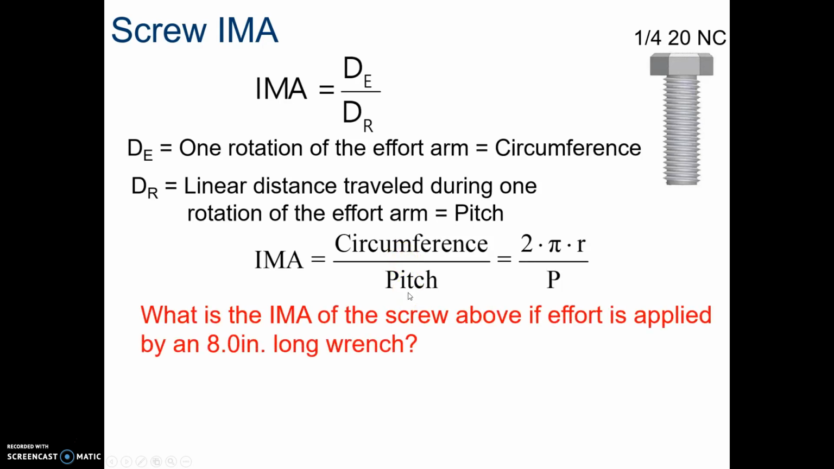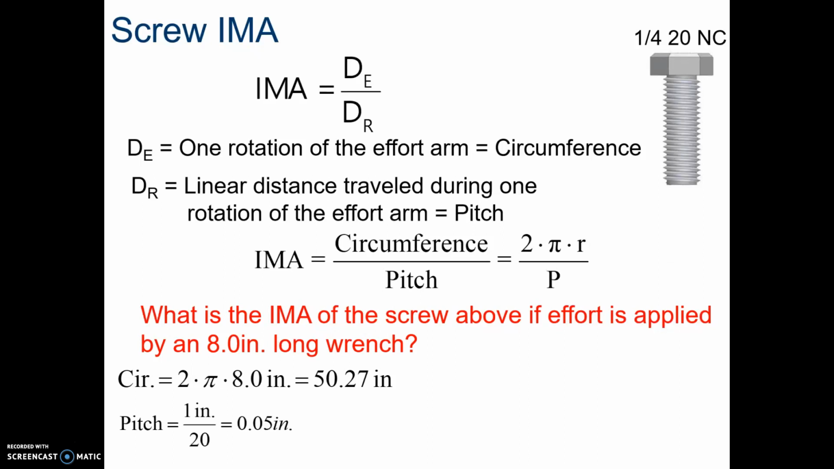What is the IMA of the screw above, if effort is applied by an 8-inch long wrench? We would do 2πr, 8 inches being our radius, so we get 50.27 inches. And then pitch, like I was saying earlier, is just 1/20th, so we have 0.05 inches. So 50.27 over 0.05, and we get 1005.3. Huge IMA compared to numbers we've seen before this example.